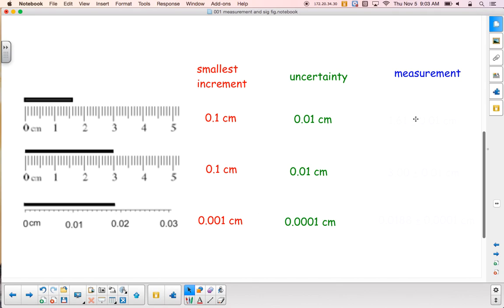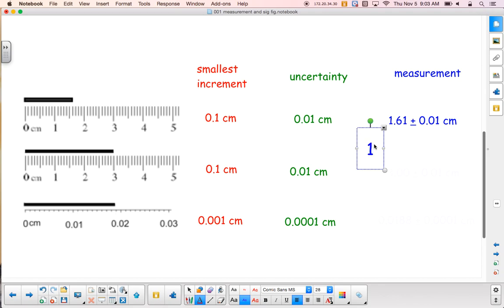Now I can go back to my original set of measurements where we thought the stick was 1.61 centimeters long, and I can record a proper measurement that says that this stick is 1.61 plus or minus 0.01 centimeters. What this is actually saying is that we are going to accept the measurement of our stick as being somewhere between 1.60 centimeters up to 1.62 centimeters. Measurements really end up always representing a range of numbers that could possibly be the correct answer.